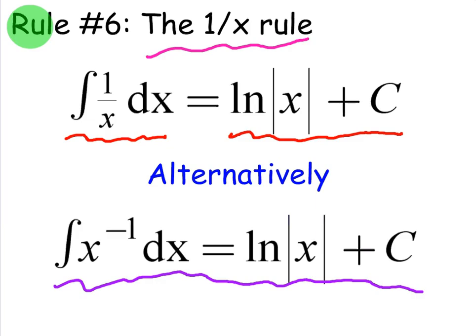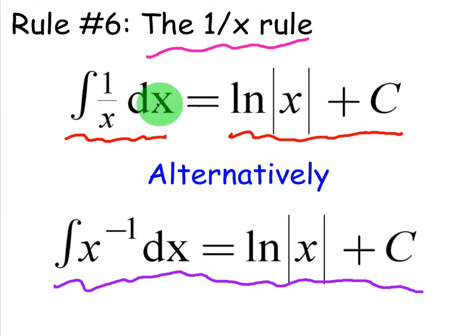Let's go ahead and take a look at what I like to call rule number 6. I looked at 5 rules. This is our 6th rule, and this is the 1 over x rule. So I guess you could say this is a power function in the fact that it does have an exponent of -1, but it's not a whole number, right? So anyway, this rule applies to 1 over x.